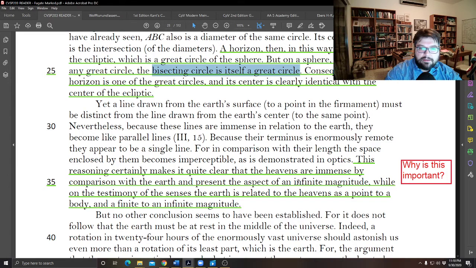This reasoning certainly makes it quite clear that the heavens are immense by comparison with the Earth, and present the aspect of an infinite magnitude, while on the testimony of the senses, the Earth is related to the heavens as a point to a body. So the size of the Earth relative to the universe is kind of like the size of a point in relationship to the size of a body. But a point is dimensionless. It has no size relative to a body. That's what he means by infinitely vanishing compared to it, finite to an infinite magnitude. So this is a major conclusion.